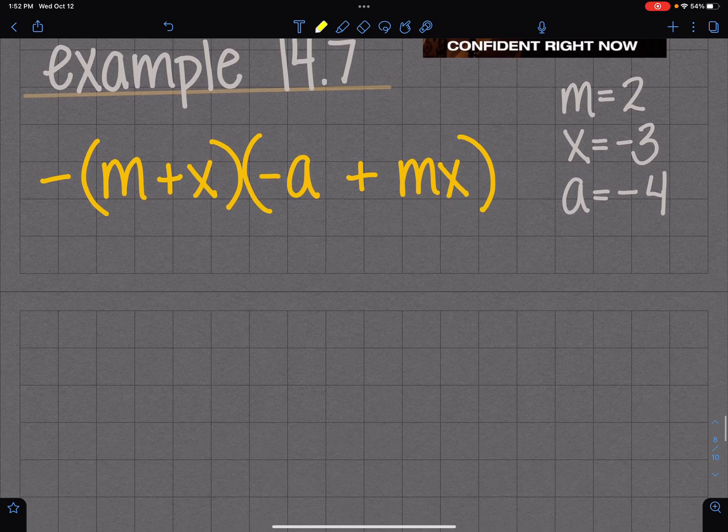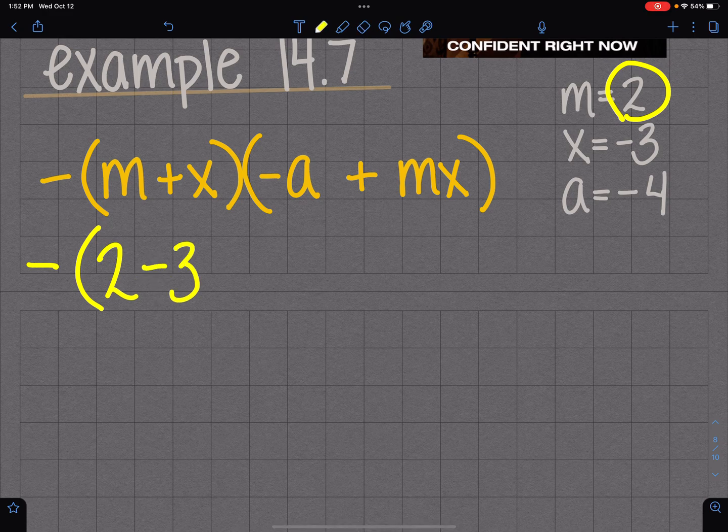Example 14.7. Just plug things in. It looks awful. Just plug things in. Bring it on down. What's m? M is 2. 2 plus x, which is negative 3. So I'm just going to do 2 minus 3.